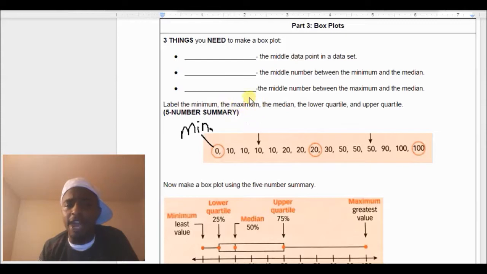Our maximum value in our data set would be here, 100. So this is our maximum. I'm just going to put max for maximum. Make sure you're filling out and labeling your number line.